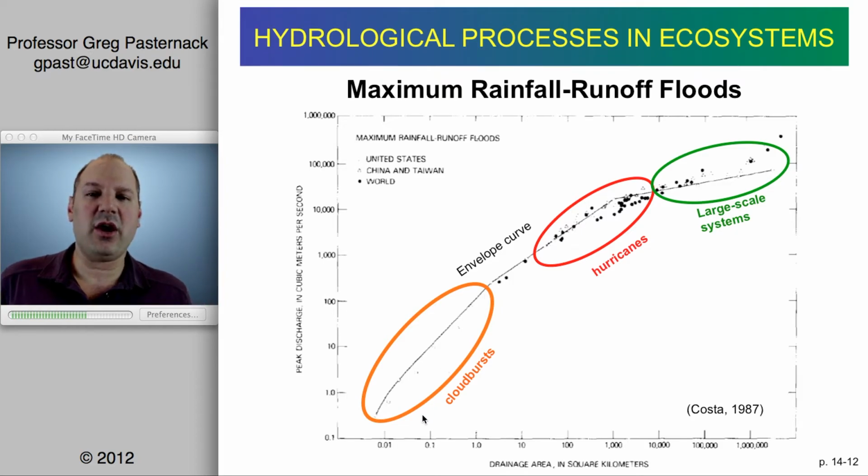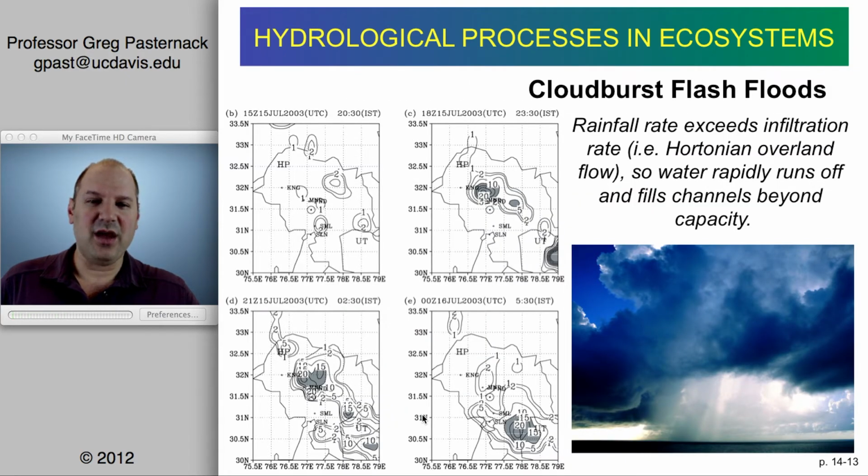So very small areas have the largest peak discharges during cloudbursts. So remember, I don't know if we've talked about it yet, but cloudbursts, let's see, do I have a, yeah. We'll start there. So cloudburst flash floods, this is where essentially you do get Hortonian overland flow. Rainfall rate so vastly exceeds infiltration rate, and the rain is focused on such a small area that we quickly run off and then fill channels beyond capacity.